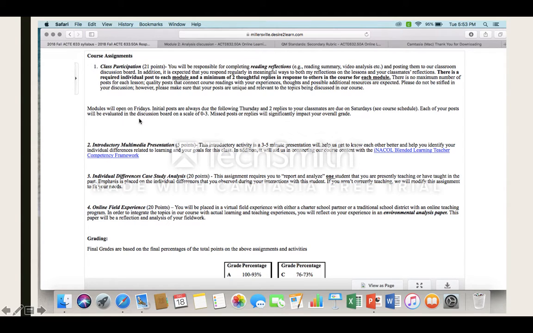It talks about when the modules are open, and then how you have to interact with your peers by replying, and then how many points you'll get for doing all of those things. And it kind of talks about that twice here with the discussion boards. Down here is the introductory multimedia presentation, and then we had a case study and a field experience.